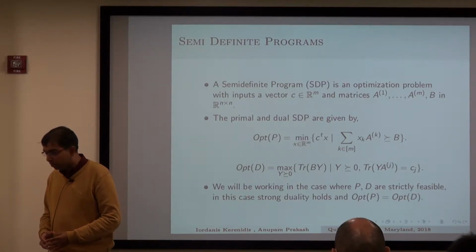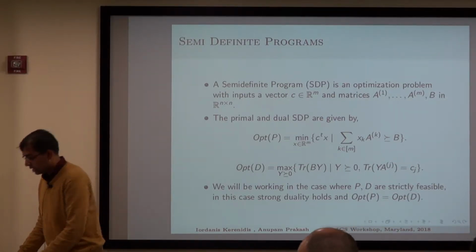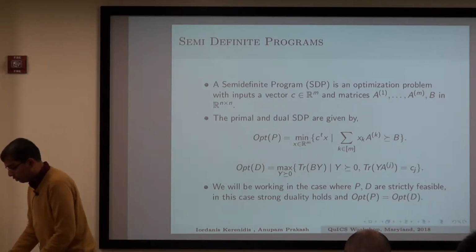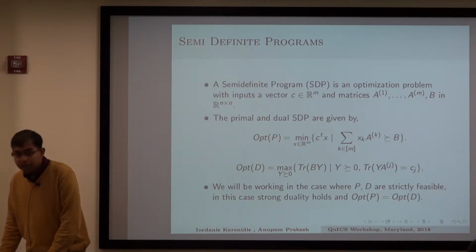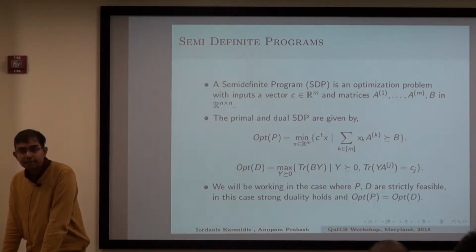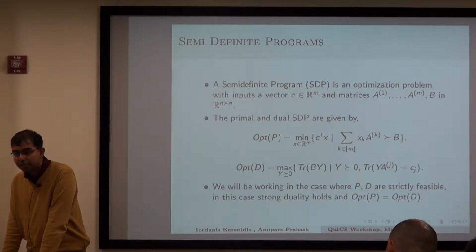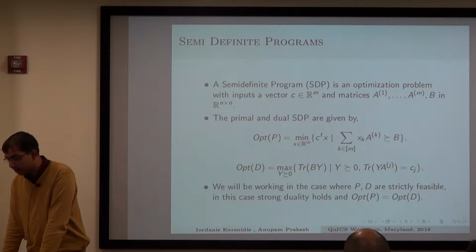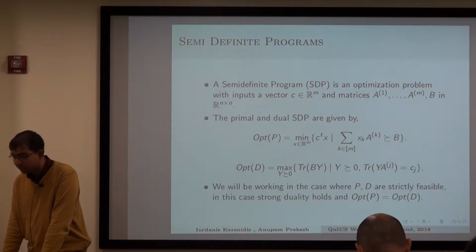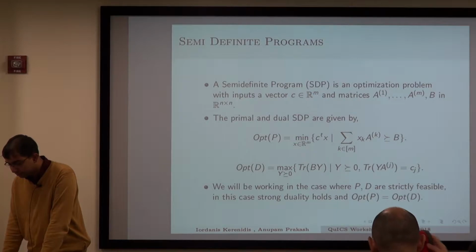The inputs are a vector c of dimension m, and matrices A1 through Am, and B, which are n-dimensional matrices. So there are two parameters in this problem. The first is the dimension of the matrices, which is n, and the second is the number of constraints, which is m, and we assume that these A's are linearly independent. This we can do without loss of generality, so m can be at most n squared.